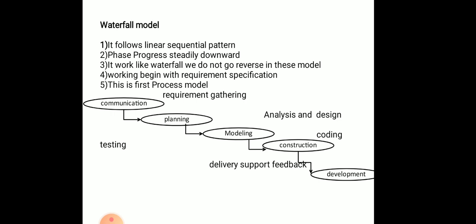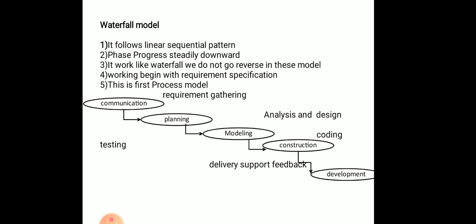Okay, we will see the first model, the waterfall model. It follows a linear sequential pattern and phases progress steadily downward. It works like a waterfall. We do not go in reverse in this model. Work begins with the requirement specification. This is the first process model. Waterfall model is a linear sequential model and progresses steadily downward. It works like a waterfall.